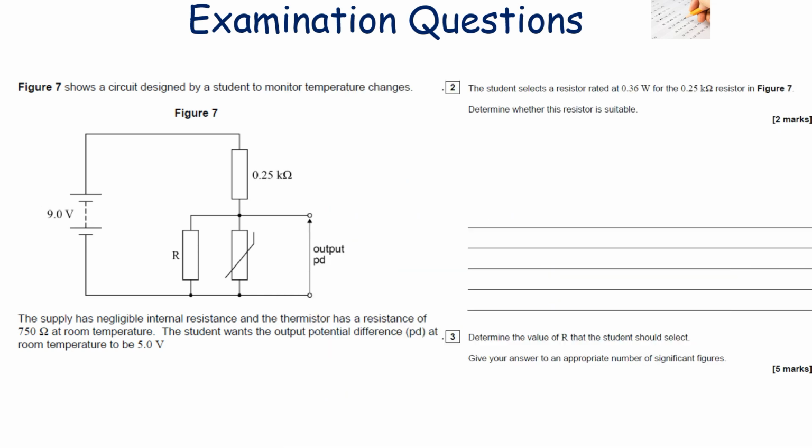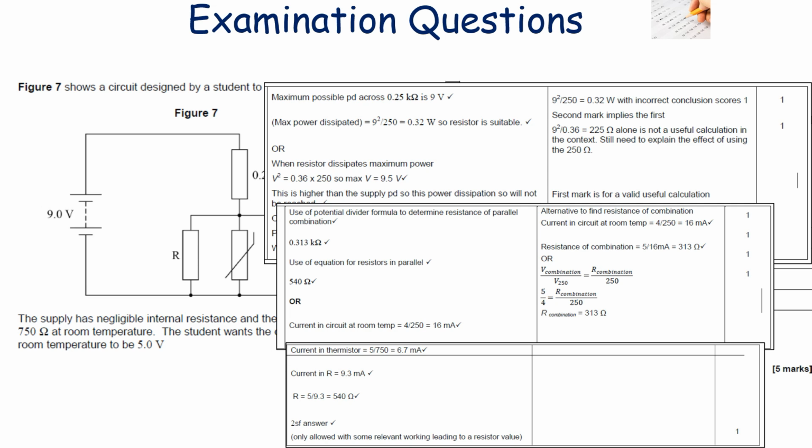So we should hopefully be aware that we know the thermistor has a resistance of 750 ohms, and we know that in this instance we want our total to be 0.313 kilo ohms, so therefore we can work it out that it's going to be 450 ohms in total. Then we also can do that our current in the circuit at room temperature is going to be 4 over 250. So we know V equals IR, so therefore I is equal to V over R.